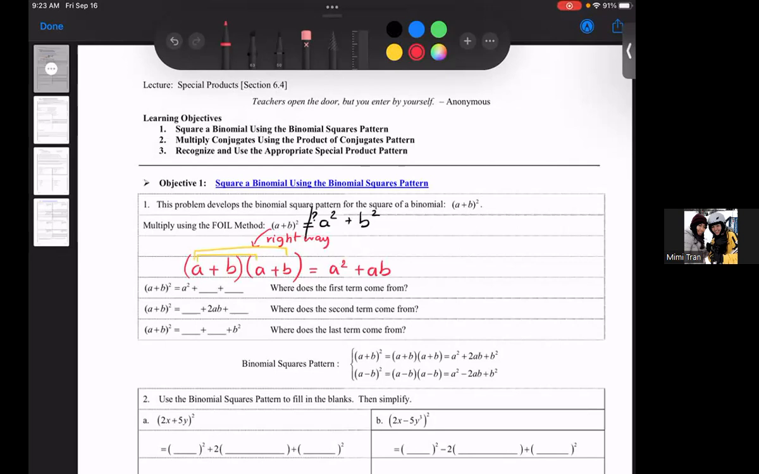Maybe I'll randomize you guys so you don't talk with your peers.